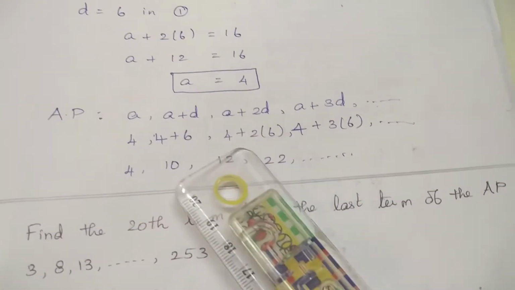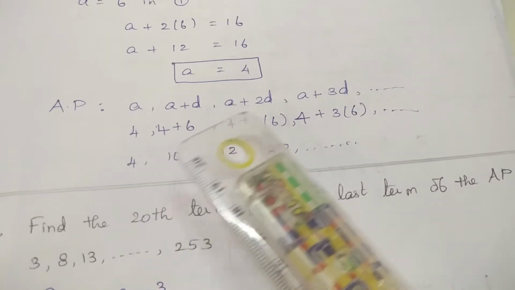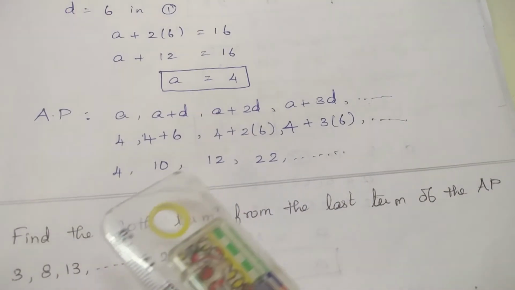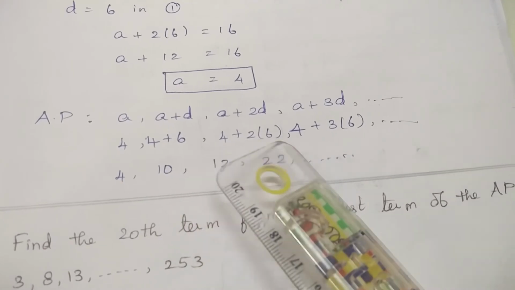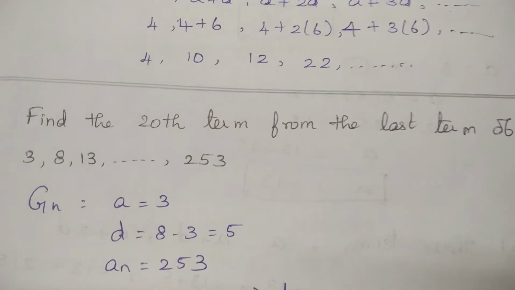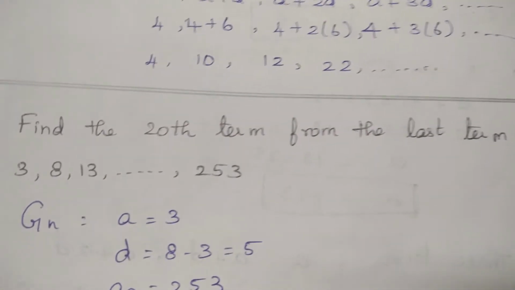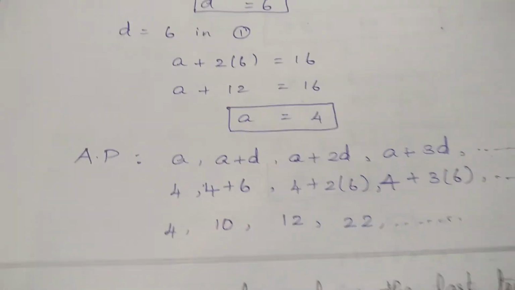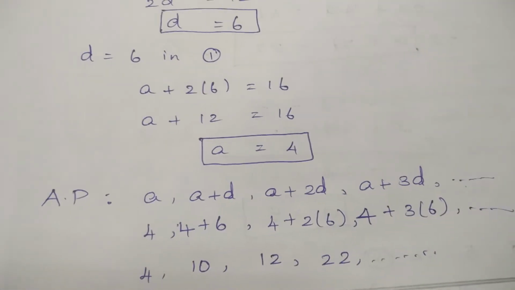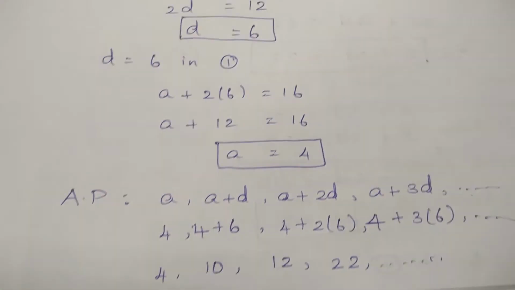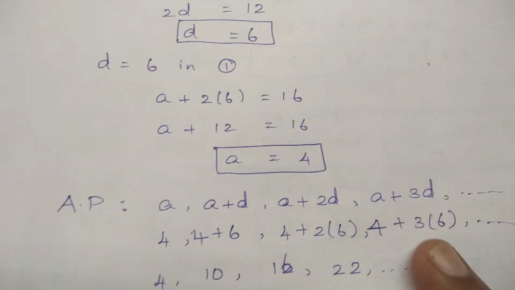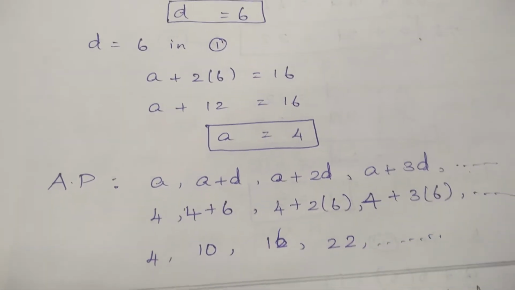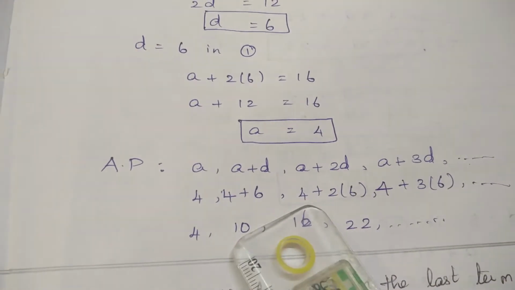Okay, 4 plus 6, 4 plus 2 into 6. So 4 plus 6, 10. 6 twos are 12, 12 plus 4, 16. So I made a mistake here. Okay, I'll correct it. Wait. 6 twos are 12, plus 4, 16 here, and then 6 threes are 18, 18 plus 4, 22. Okay, 6 twos are 12, 12 plus 4, 16. Okay, do that carefully.